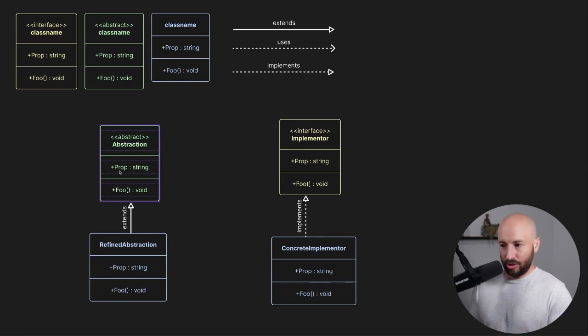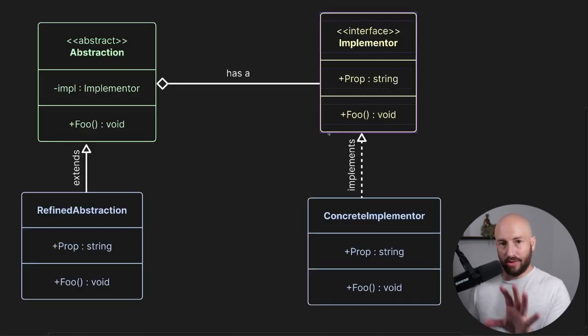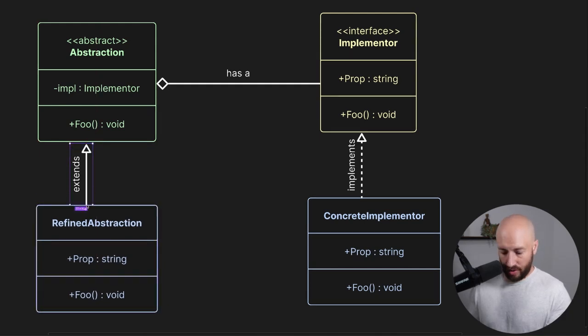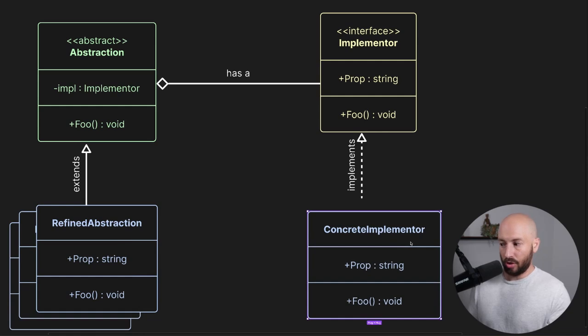Now, the abstraction contains in it a reference to an implementer. Over here, we have a private field, which is the implementer, which means that the abstraction has an implementer. So overall, this is what we have. And of course, the beauty is that we don't need to have only one refined abstraction, but we may have multiple refined abstractions, or more correctly, when applying this pattern, we'll likely have multiple refined abstractions and multiple concrete implementers, because otherwise there isn't much motivation to implement this pattern.